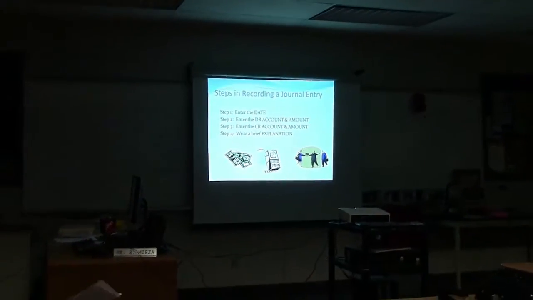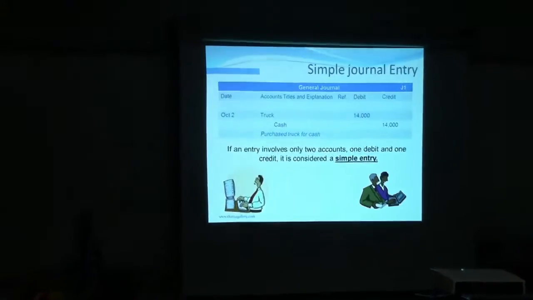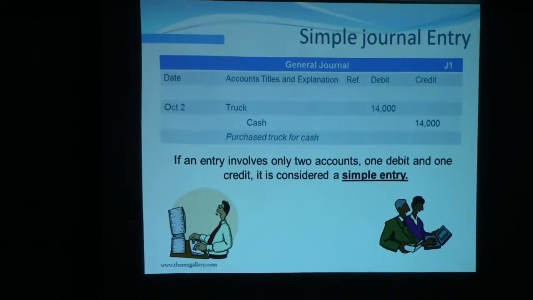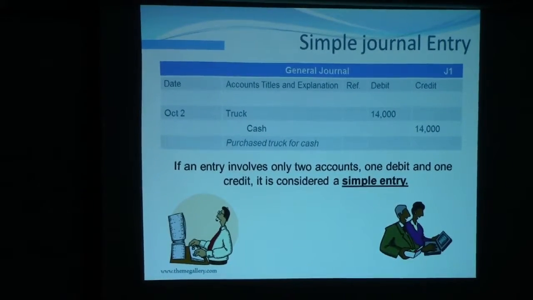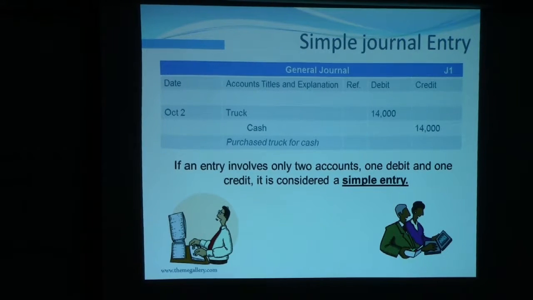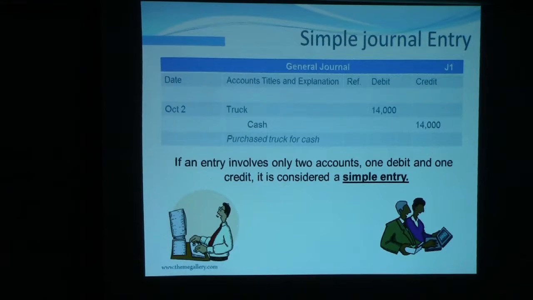This is what the journal entry looks like. You can see that on the left column, you have the date. In the middle, you've got the actual account that is affected and the explanation if you need to have one.